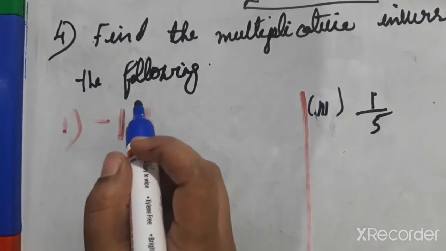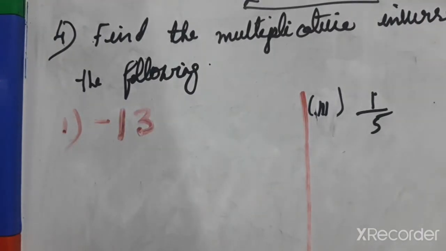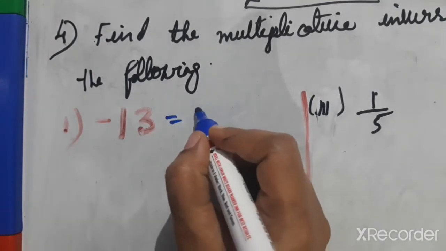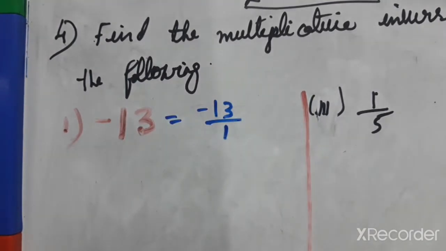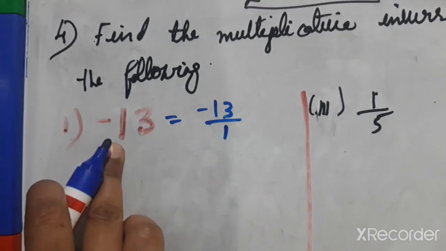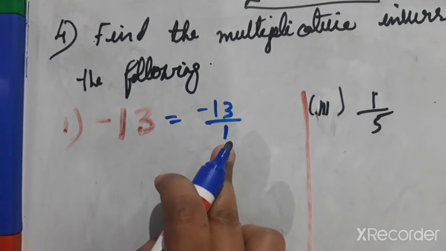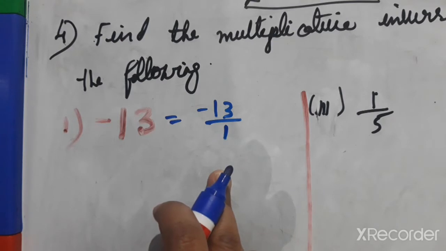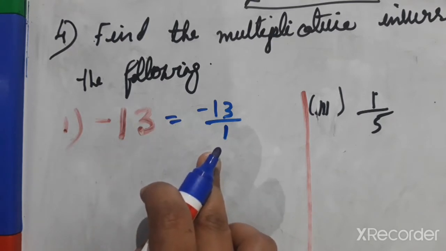Now the fourth one, find the multiplicative inverse of the following. In that, the first question, minus 13. So minus 13 means what, children? It means minus 13 by 1. Any number has 1 below it. This is an integer. Now convert into a rational number in the form of P by Q, it becomes minus 13 by 1.